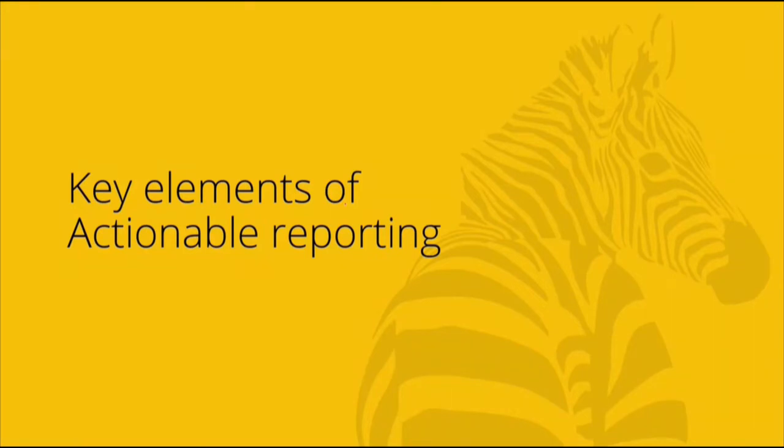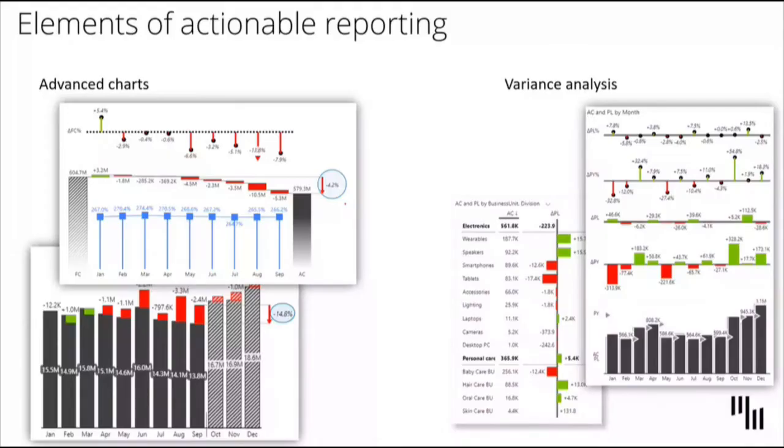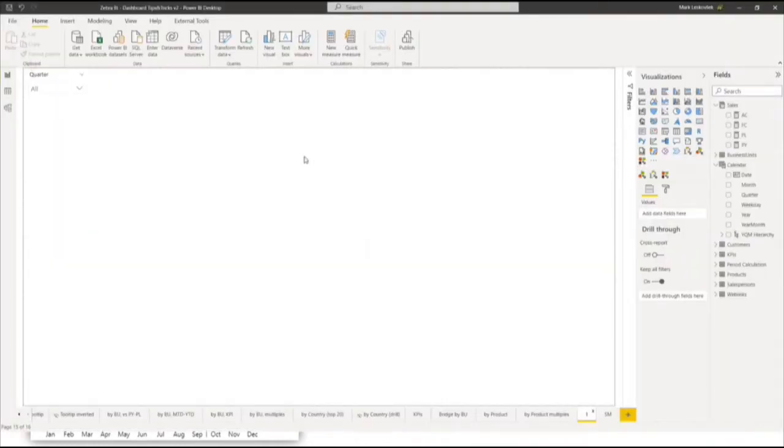So if we now go over the key elements of actionable reporting one by one and see how you can use Zebra BI to bring them to life. The first 2 elements would be the advanced charts, such as the waterfall charts, the segmented charts, and the variance analysis. If we now jump into Power BI, we can quickly recreate those with Zebra BI. So let's go into Power BI and see how we can use them.